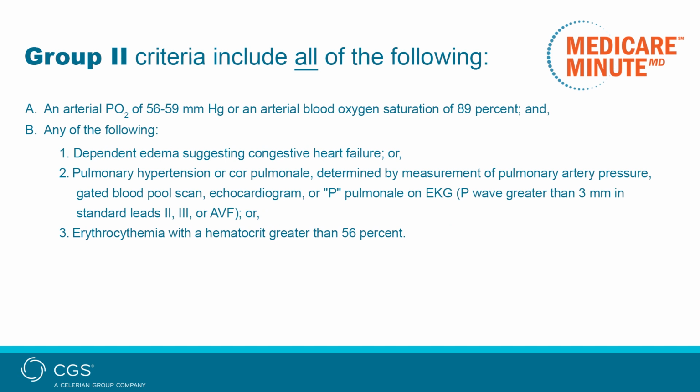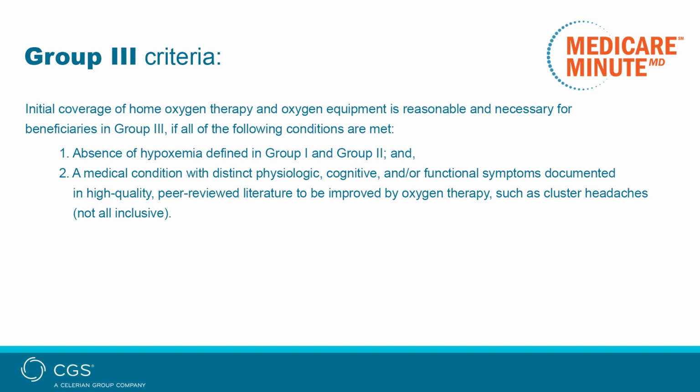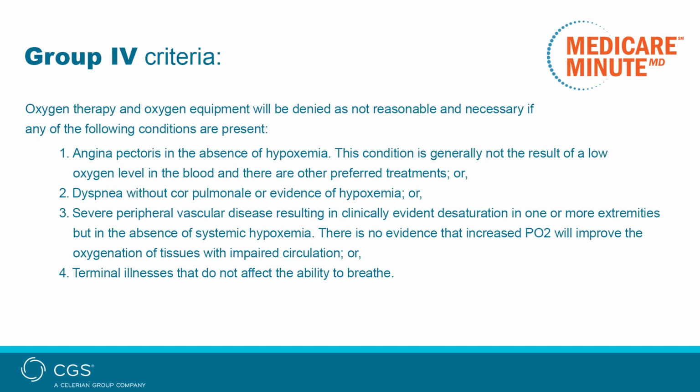Desaturation during sleep, desaturation with exercise, or a relative decrease in saturation from baseline. Similarly, Group 2 is little different from the old NCD and LCD and comprises those patients with an arterial PO2 of 56 to 59 or an arterial blood oxygen saturation of 89%, plus certain signs and symptoms of hypoxemia. Group 3 is a new group and is for those patients with normoxemic blood gas studies but for whom the medical literature demonstrates that home oxygen therapy will improve their disease condition. An example is oxygen for the treatment of cluster headaches. And finally, Group 4 is comprised of patients for whom oxygen therapy is not reasonable and necessary.